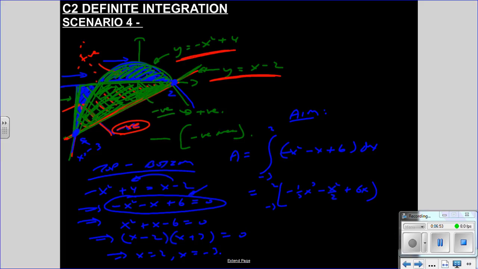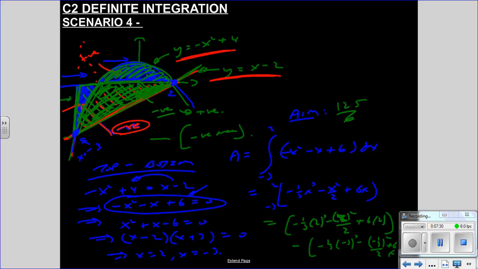Go to my calculator. You're doing this as well. To see these silver calculators, they really do pay for themselves. So minus x squared minus x plus 6. I should get 125 over 6. And if I continue, so minus a third, 2 cubed, and you do have to show all this in your exam, plus 6 times 2, subtract, minus a third, minus 3 cubed, minus a third squared over 2, plus 6, minus a third. Whack it all in.